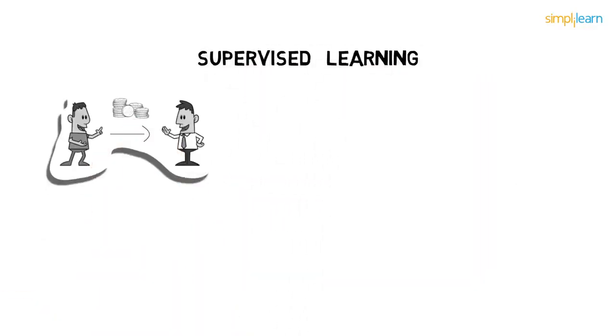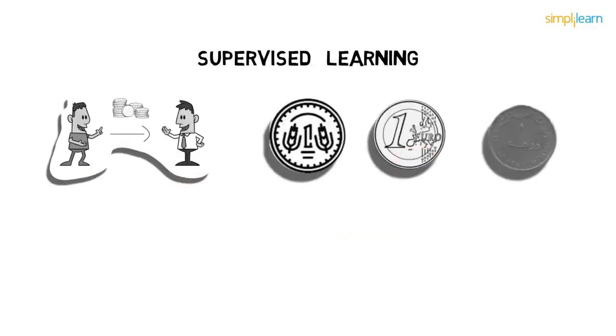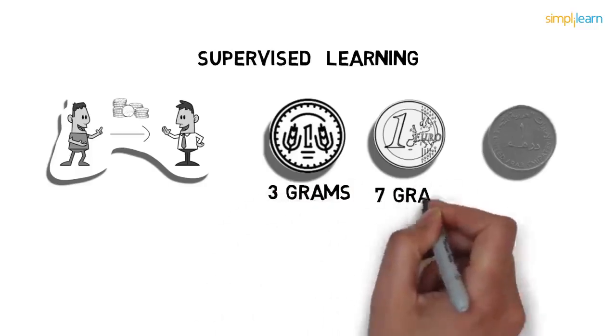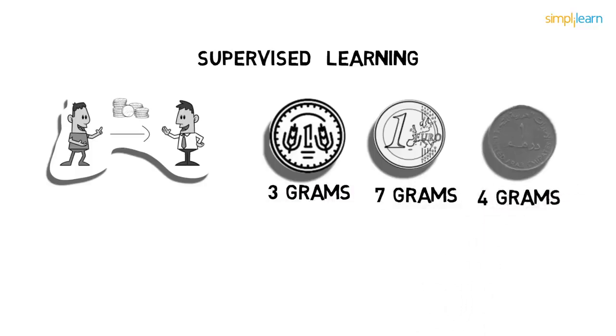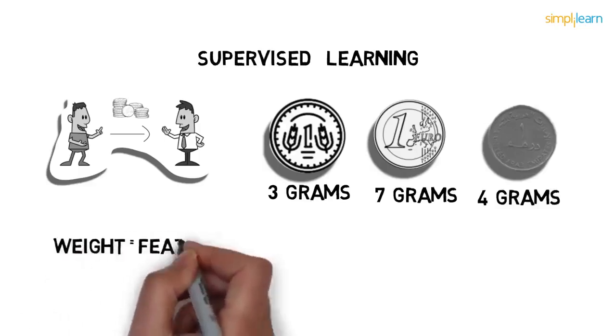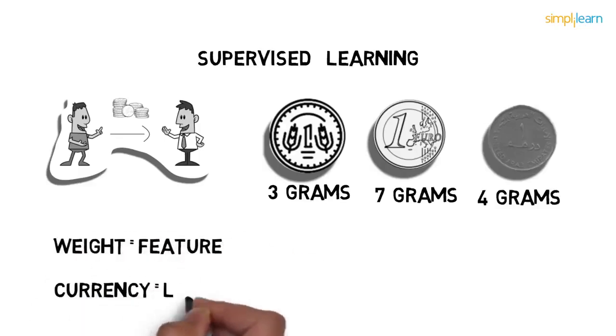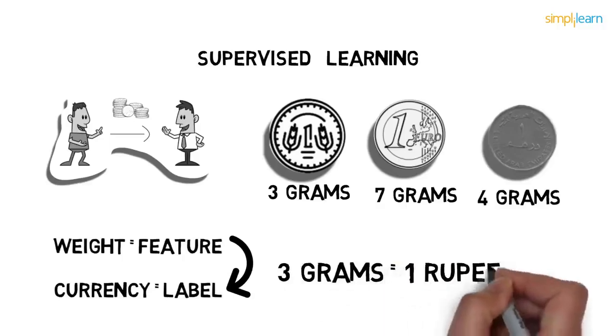Suppose your friend gives you 1 million coins of 3 different currencies, say 1 rupee, 1 euro, and 1 dirham. Each coin has different weights. For example, a coin of 1 rupee weighs 3 grams, 1 euro weighs 7 grams, and 1 dirham weighs 4 grams. Your model will predict the currency of the coin. Here, your weight becomes the feature of coins, while currency becomes the label. When you feed this data to the machine learning model, it learns which feature is associated with which label. For example, it will learn that if a coin is of 3 grams, it will be a 1 rupee coin.